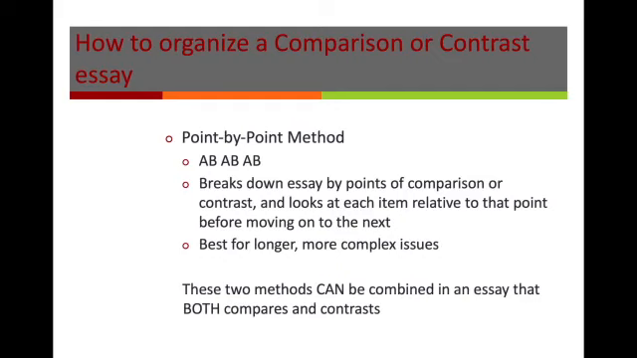The other point, the one that we usually see being used, is the point-by-point method for a comparison or contrast essay. This is when you'd look at your body paragraphs in an A-B, A-B, A-B method. So you're breaking down the essay by points of comparison or contrast, and you're looking at each item relative to that point before moving on to the next. So when you take a look at one similarity, you're going to be discussing both Part A and Part B. You're going to be looking at another similarity or contrast, but you're looking at Point A and Point B together. Now, this is best used for longer or more complex issues.